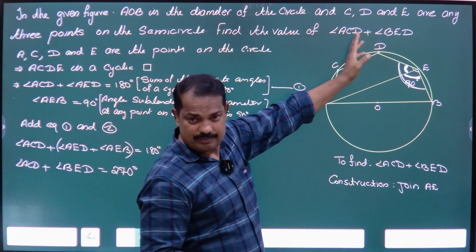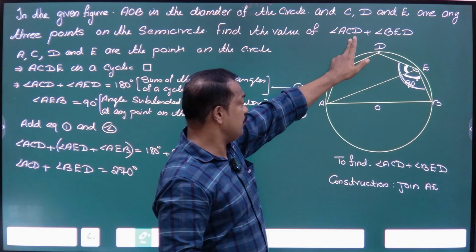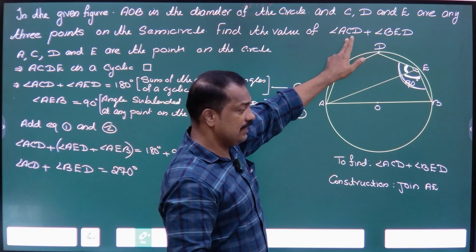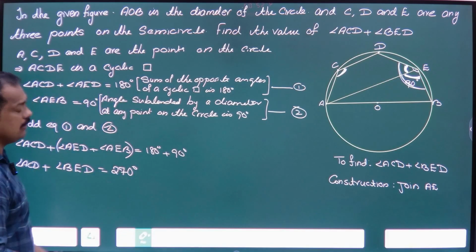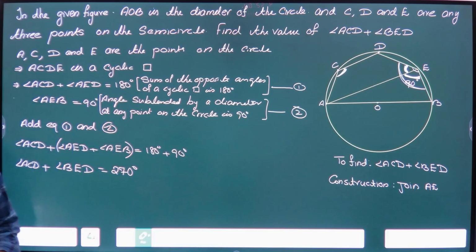Clear? Okay. You want to find the value of what? Angle ACD plus angle BED. So what is the value of angle ACD plus angle BED? 270 degrees. Clear? Yes or no? Right.